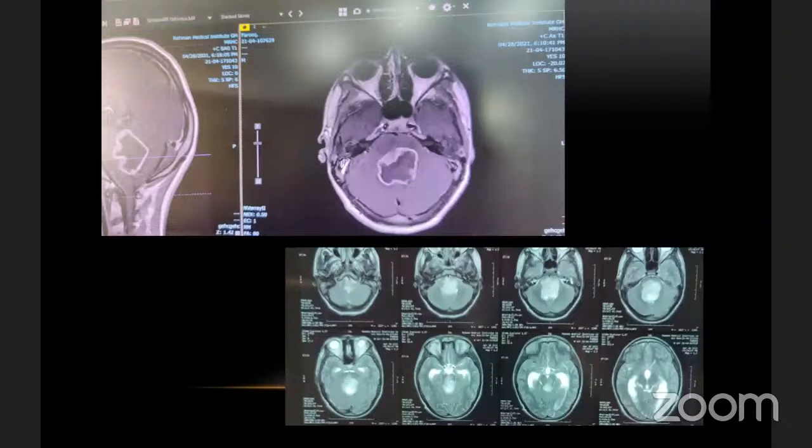Typically, if you see a scan like this, then pilocytic astrocytoma probably can be the first differential. If I were to give you three differentials, I probably would keep pilocytic as number one, simply because there's a nodular enhancement here and you see a large cystic cavity filling up the fourth ventricle. So based on this, my first differential probably would be pilocytic.